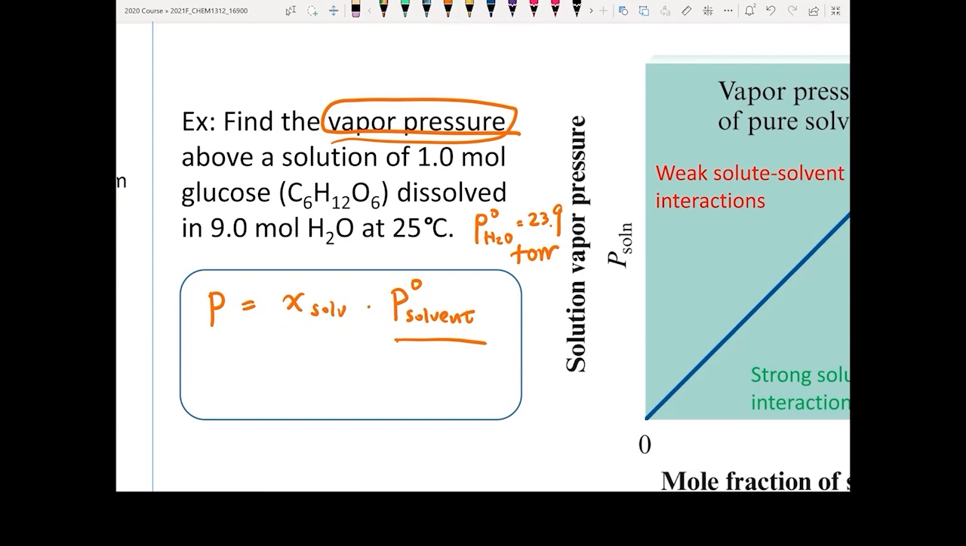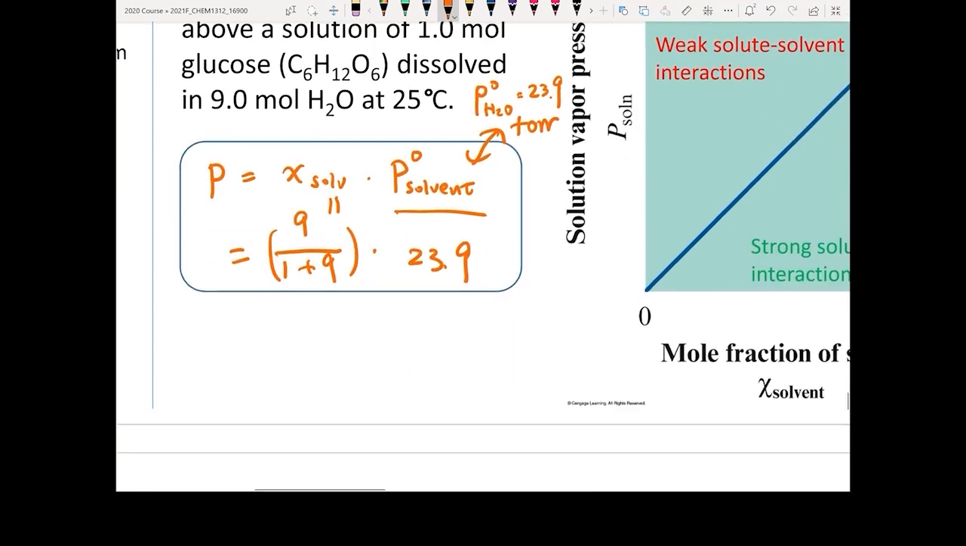So if we put these things in writing, we know your P solvent is 23.9, right? The mole fraction of your solvent is, you have 9 moles of H2O that's going to contribute to your vapor pressure. You have 1 mole of your solute, okay, and then 9 moles of your solvent. This will give you the mole fraction of your solvent. So once you do that calculation, the vapor pressure of this specific solution is going to equal 0.9 times 23.9. That's going to give you a value of 21.5 torr.